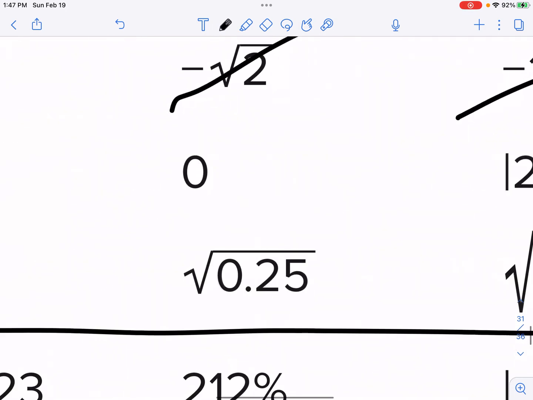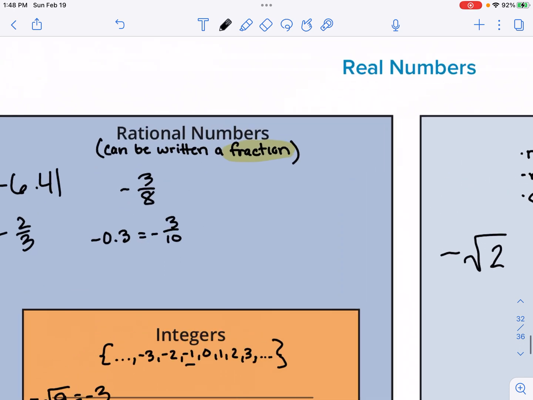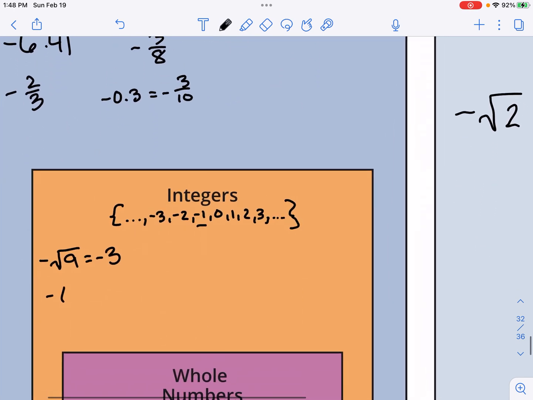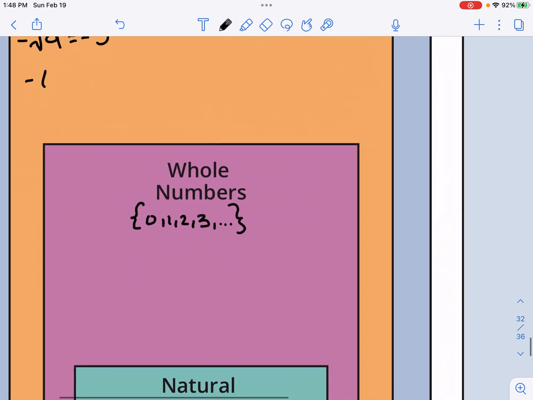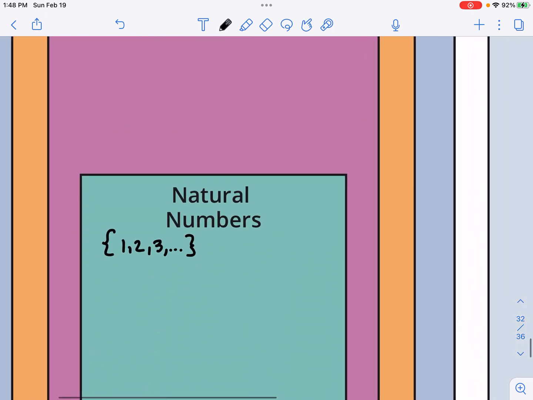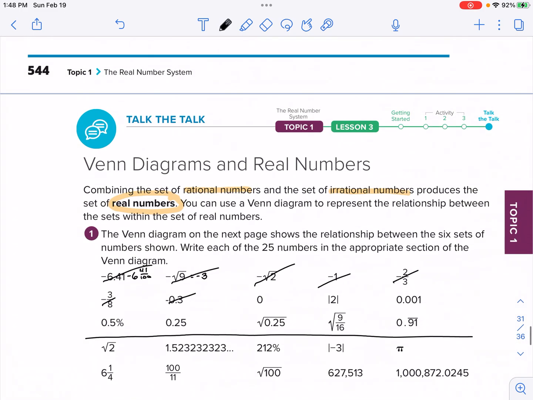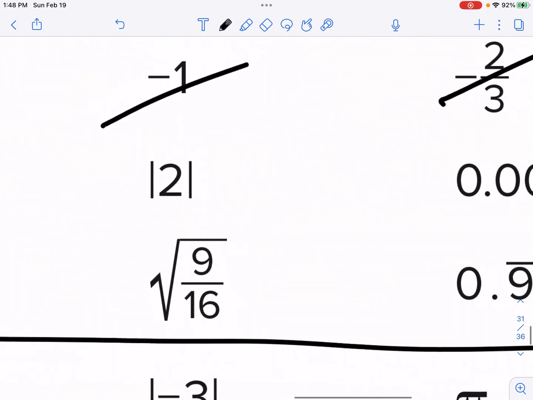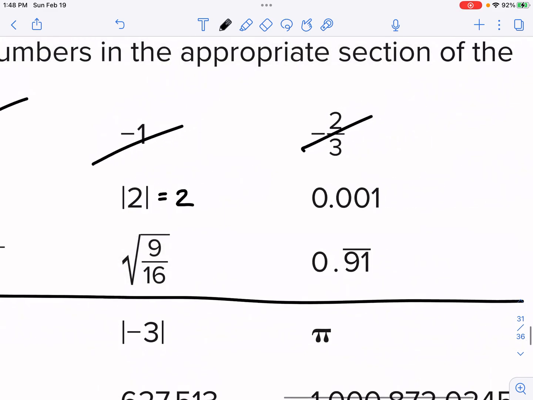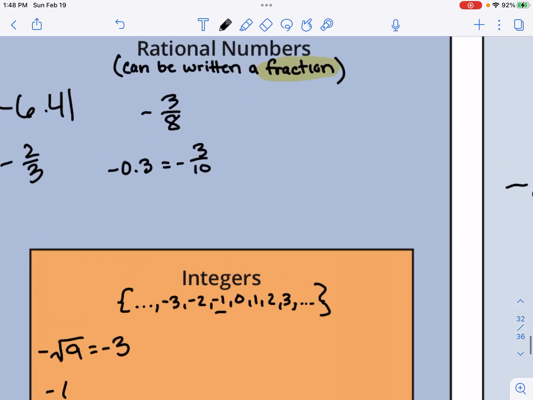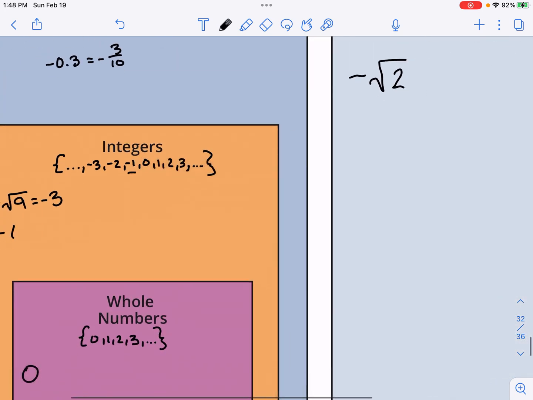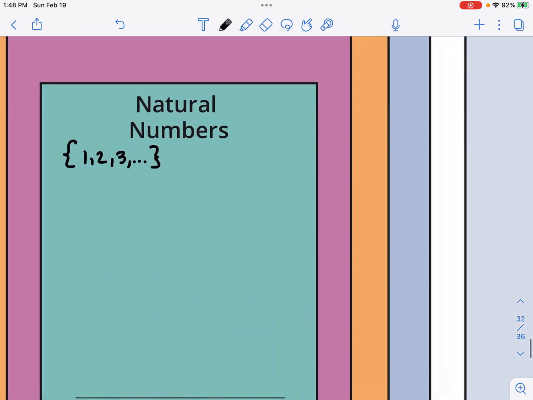0, where does 0 go? So 0, it can be written as a fraction, but can we figure out a more specific category for it? I see 0 here for integer, but let's keep working through the list. I see 0 for whole number, but it's not a part of natural number. So 0 just goes here. Absolute value of 2. This means, when anything's an absolute value, it means how far it is away from 0. An absolute value of 2 is 2 away from 0. So it simplifies to be 2. So where does absolute value of 2 go? I can see it right here in this list in integers and whole numbers, but that belongs in natural numbers. So we're going to put absolute value of 2, which is equal to 2.